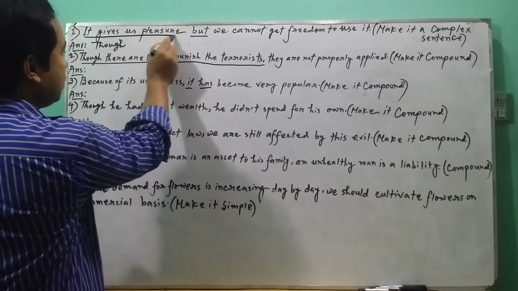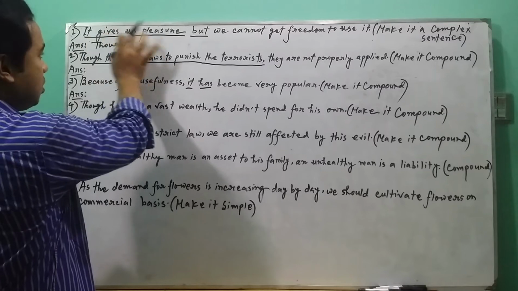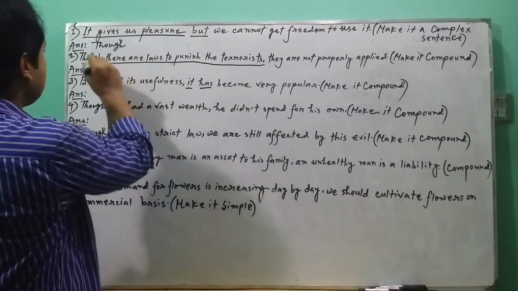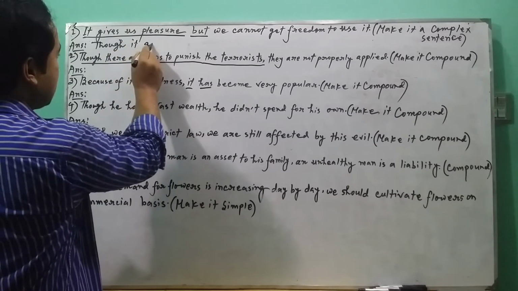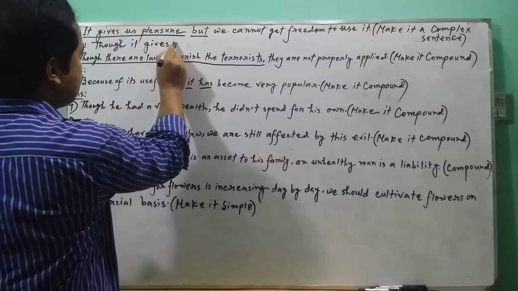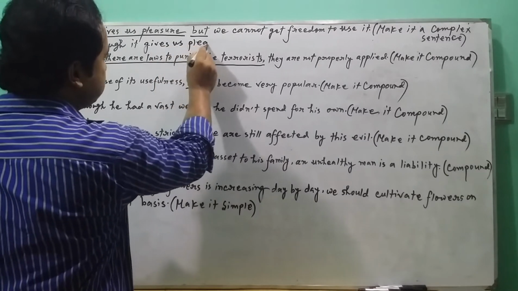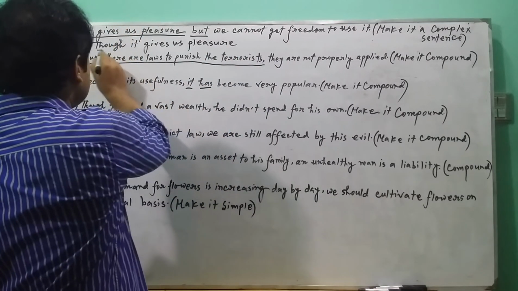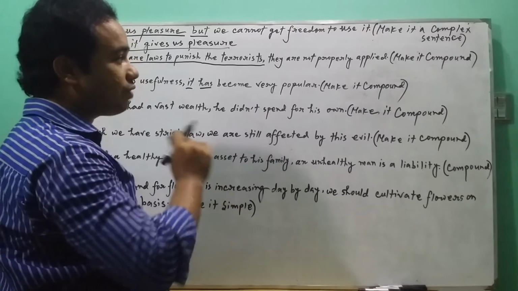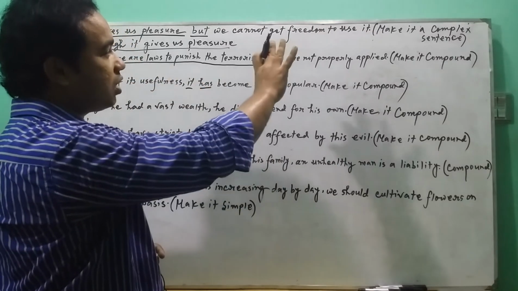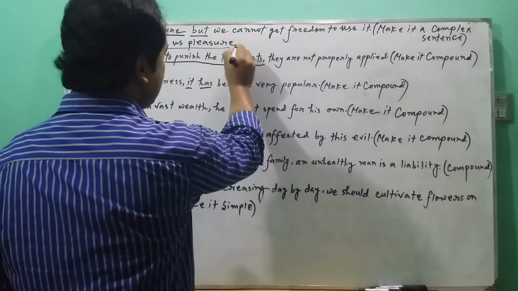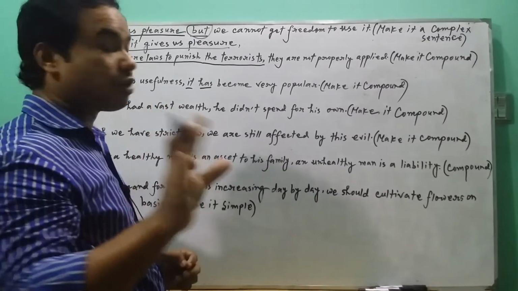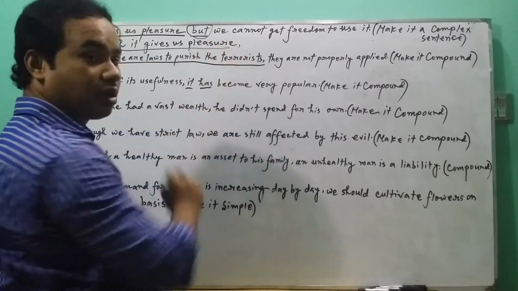Okay, and the coordinate clause remains unchanged, though it gives us pleasure, as the subordinate clause comes first. So we have to separate the subordinate clause from the main clause by a comma. Put a comma in place of but. You have to take out the but, and in place of but we are using a comma.